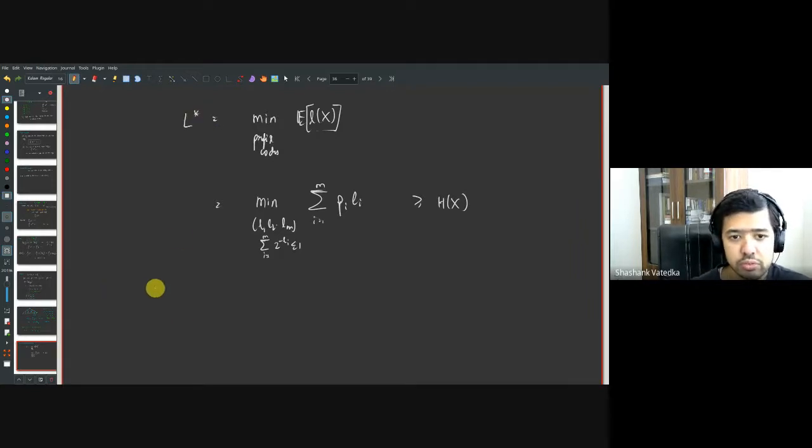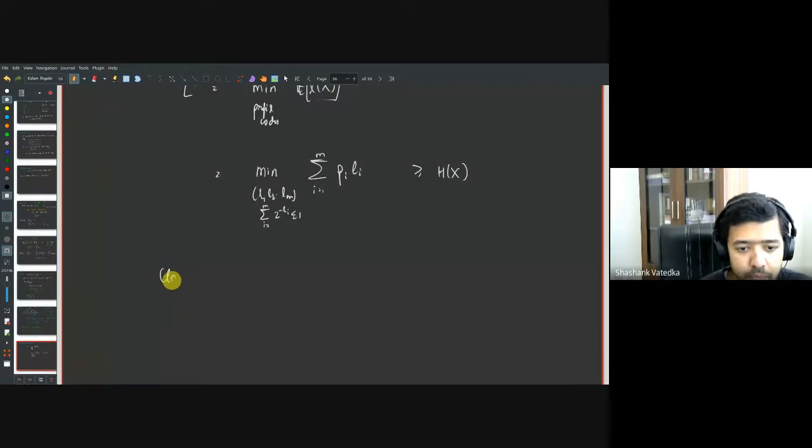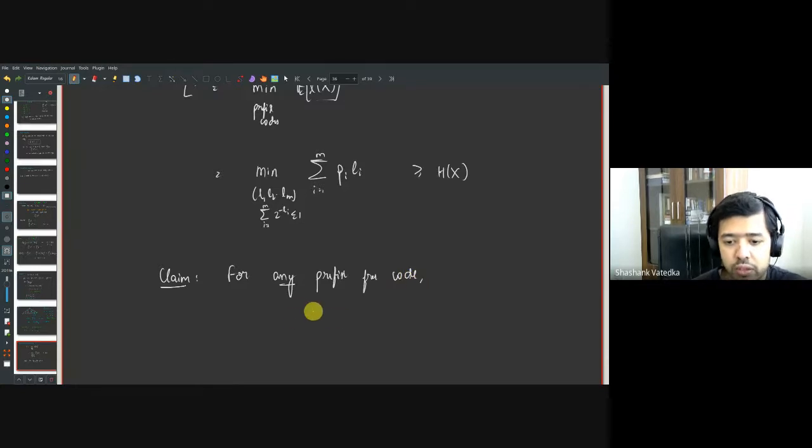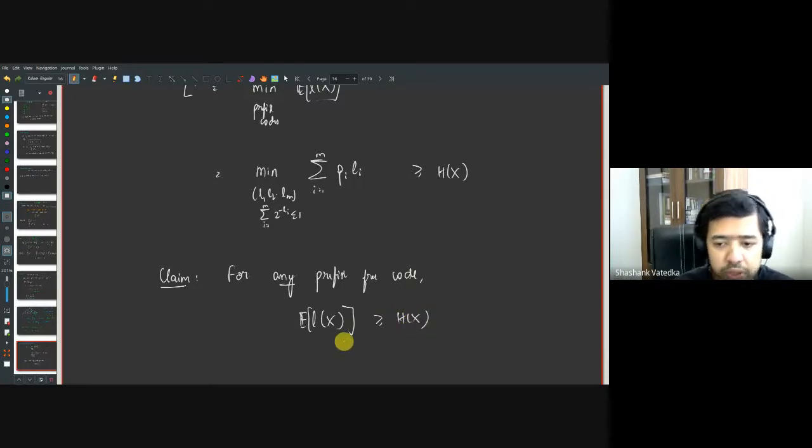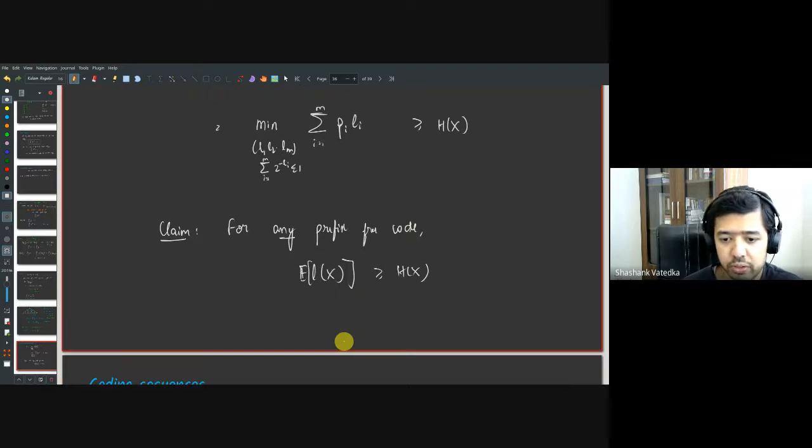So the claim is that for any prefix-free code, the expected length is always going to be greater than or equal to the entropy. No matter how you design the code, no matter what the complexity of designing the code or encoding or decoding is, the minimum expected length is always going to be greater than or equal to the entropy. And this is what we want to prove.